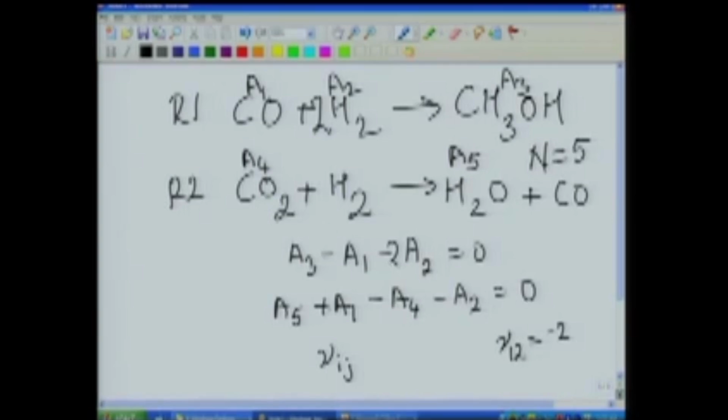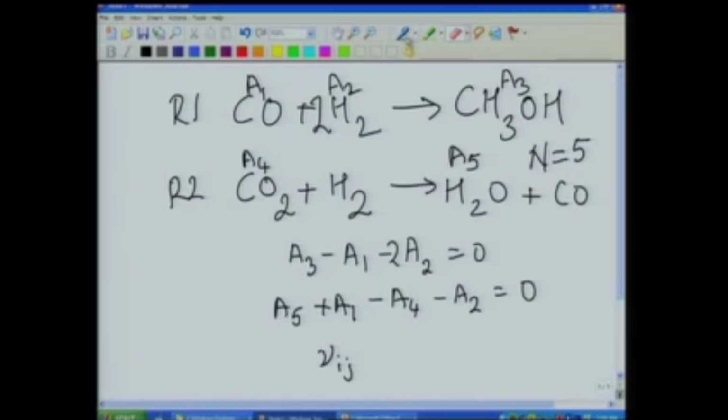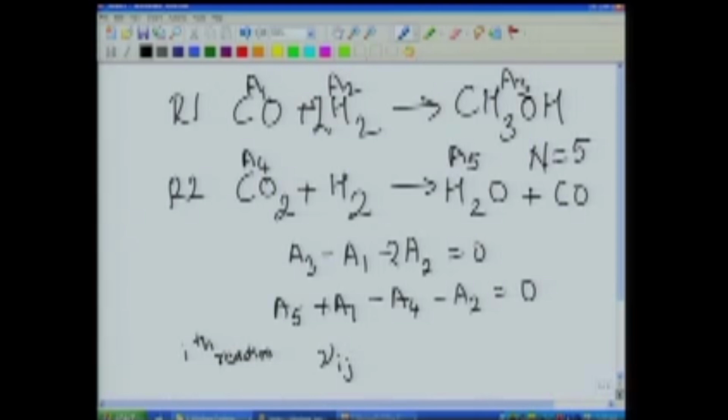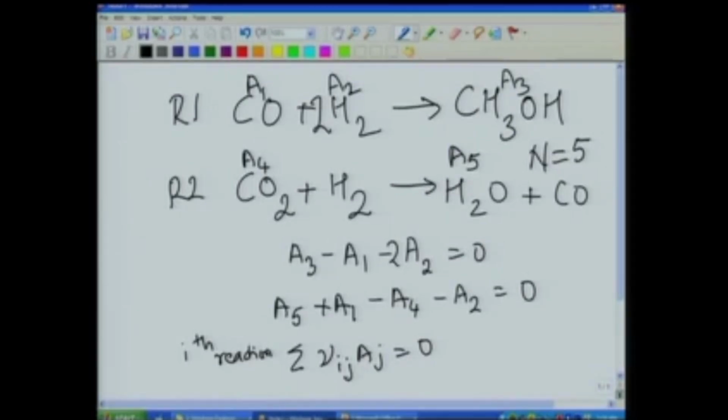So, for my ith reaction, I have a stoichiometric coefficient nu ij, which is for the jth species in the ith reaction. So, what is my ith reaction now? My ith reaction is nothing but summation nu ij Aj equal to 0. So, that is my ith reaction, and so this is my first reaction, second reaction, and so on, depending on however many reactions we have.